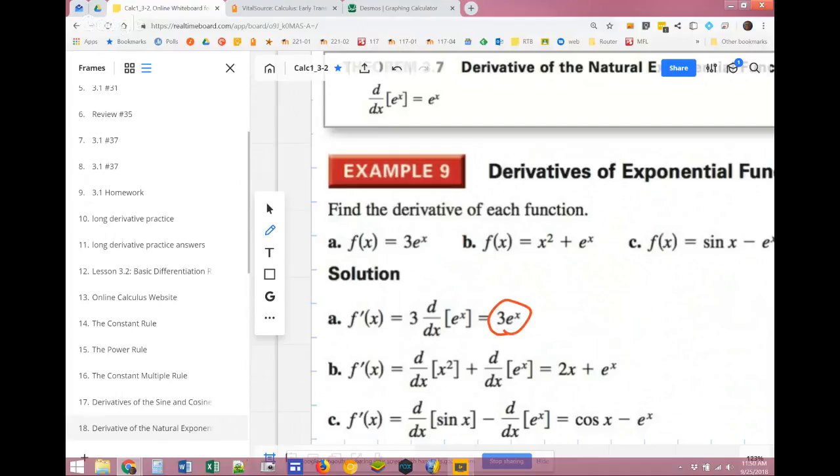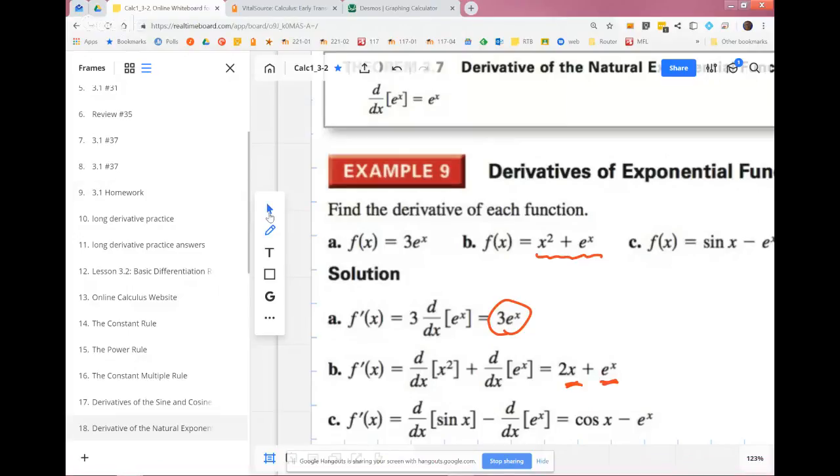It's exactly where you began. All right? Now look at part B. So here we have a combination between e to the x and x squared. So e to the x, we already know what to do with that. That's going to be itself. That's right here. And what's the derivative of x squared? 2x. So again, no problem.